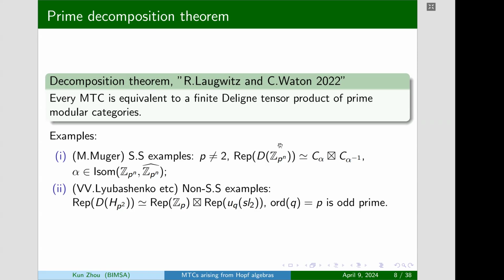Let me give some examples for the decomposition theorem. If p is an odd prime, then Rep D(Z_p^n) is a direct product of C_alpha and C_alpha inverse. Here, alpha is any group isomorphism from Z_p^n to its dual group. And the details of C_alpha we don't list.